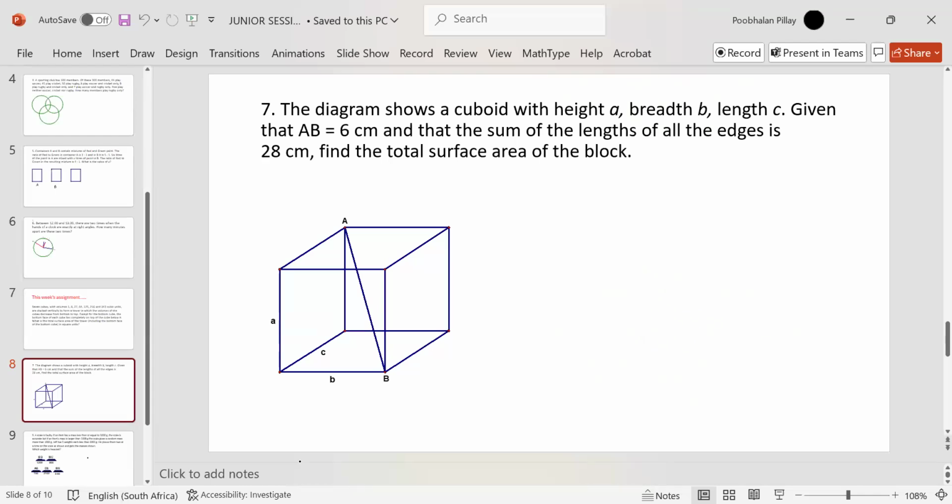Okay. Now, given that AB, now what is AB? A is one corner of the cuboid. I'll call it a box. One corner of the box. And this is the opposite corner of the box. So the distance between two opposite corners is 6. So let's just record that in this diagram.